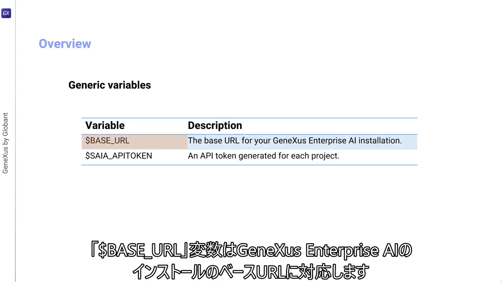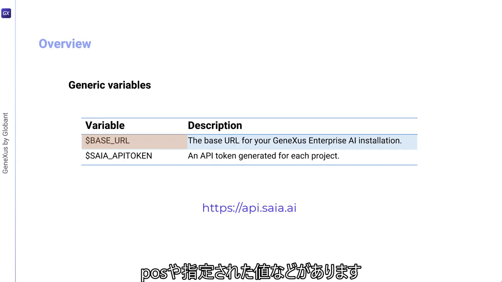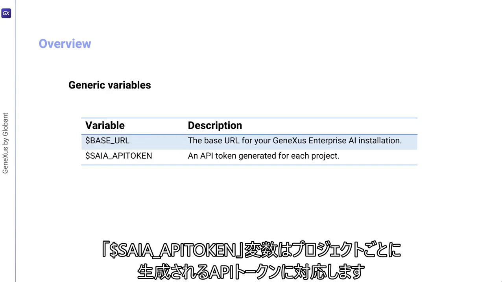The base URL variable, which corresponds to the base URL for the installation of Genexus Enterprise AI, or the value provided. Also, the SIA API token variable, which corresponds to an API token generated for each project.